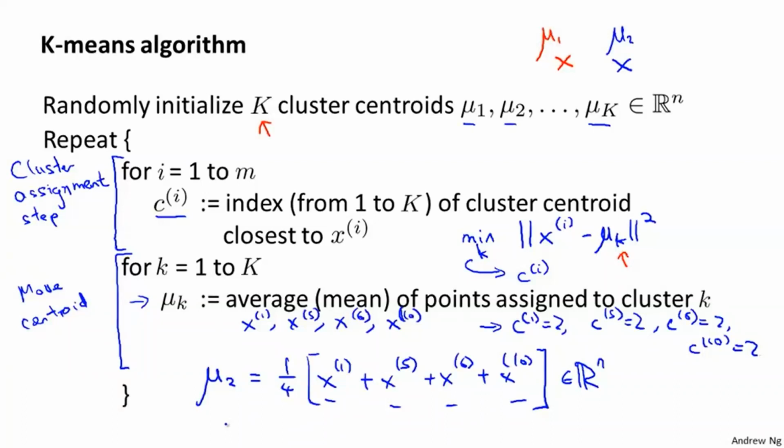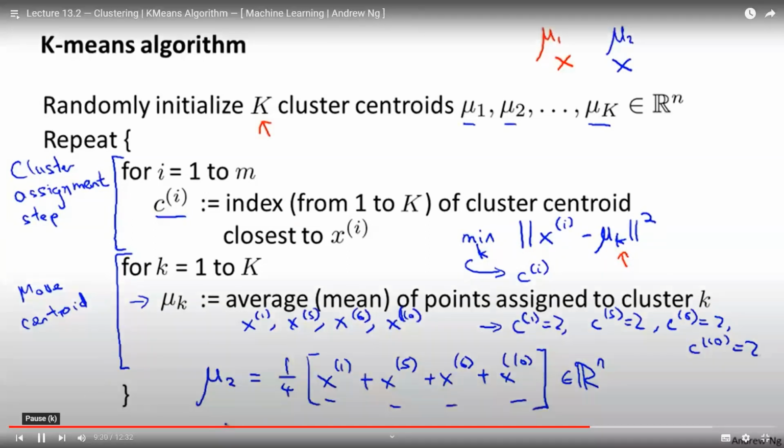One thing I've sometimes been asked is, here we said let mu k be the average of the points assigned to that cluster, but what if there's a cluster centroid with 0 points assigned to it? In that case, the more common thing to do is to just eliminate that cluster centroid, and if you do that, you end up with K-1 clusters instead of K.